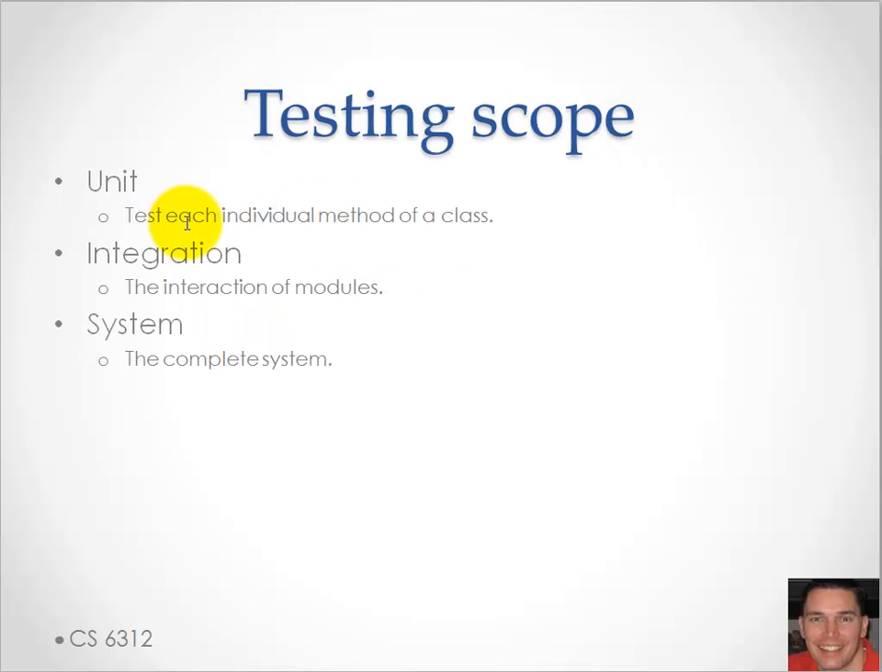Now, as far as testing scope, we can look at this on three different levels. We can look at that on the unit level, where our unit is going to be considered a method, so we're going to test each individual method of our class. We can look at integration, where that's going to be the interaction of our modules or the interaction of our classes working together as we're building our system. And then we can look at our end product, our complete application that we have built. So we can have testing that can occur on all these levels.